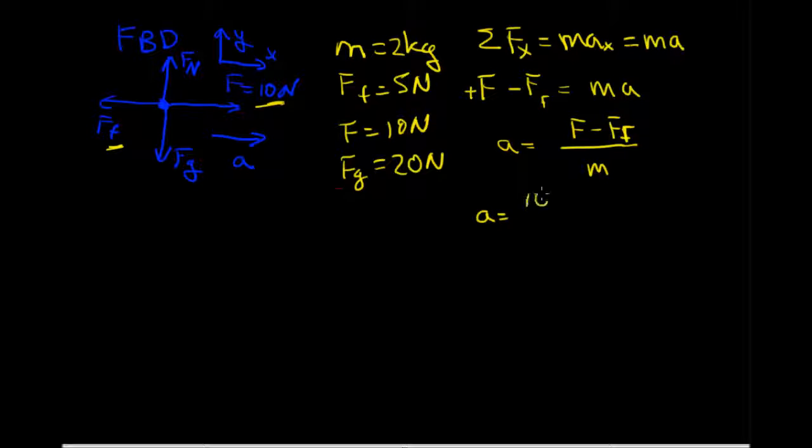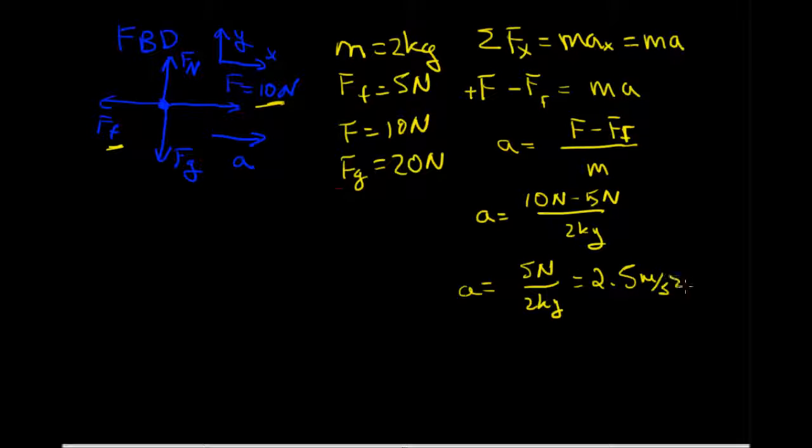divided by the mass. Right, that means my acceleration is equal to 10 newtons minus 5 newtons divided by 2 kilograms. Right, and that's 5 newtons divided by 2 kilograms, or 2.5 meters per second squared. So that's how you use the free body diagram to solve a problem like this.